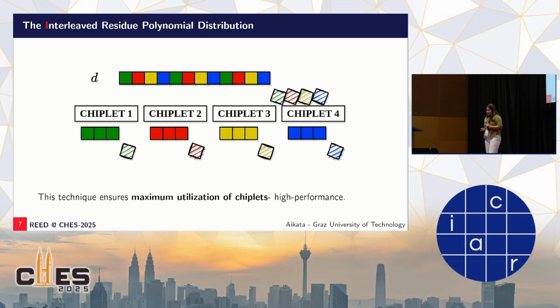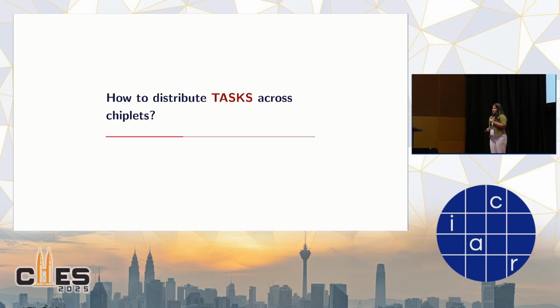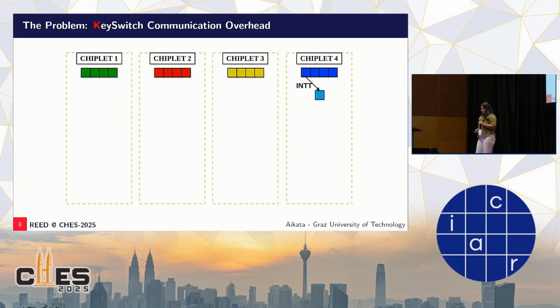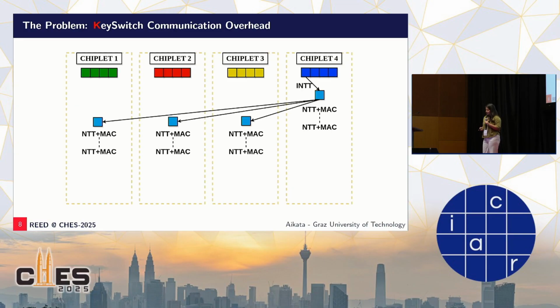So now that we have looked at how data will be distributed, we will now see how tasks will be distributed. Operations such as addition, multiplication, or automorphism can be done independently on all of the residue polynomials within the chiplets. They will not require inter-chiplet communication, but the key switch that comes after multiplication or automorphism would require communication. For example, if we start key switch with this residue polynomial in chiplet 4, it will first go through an inverse NTT, and then will have to be sent to all the other chiplets so that they can perform their respective NTT and MAC operations on it.